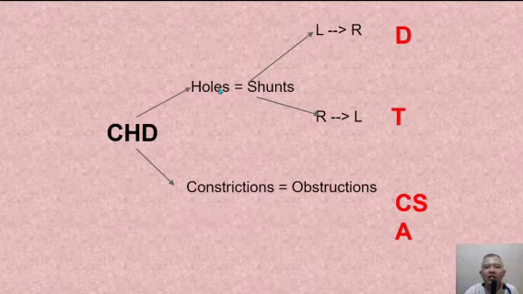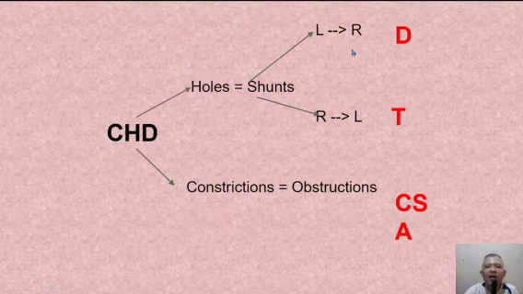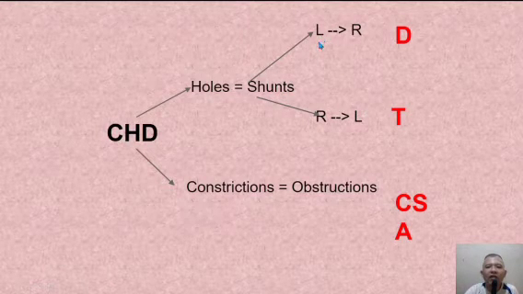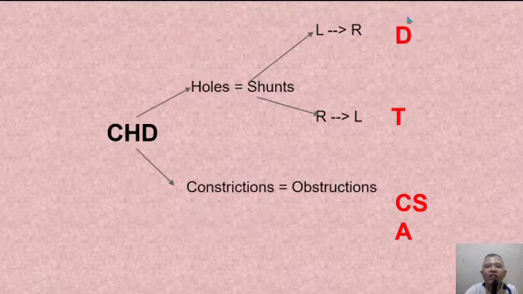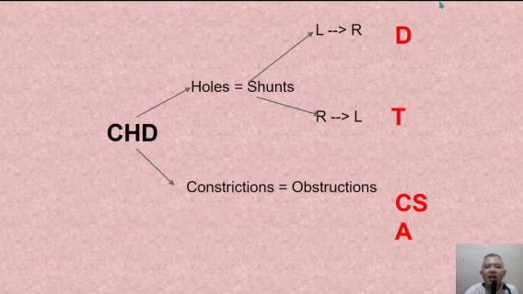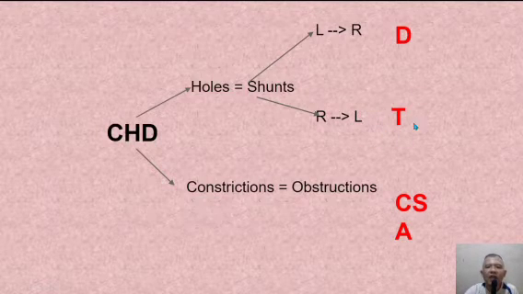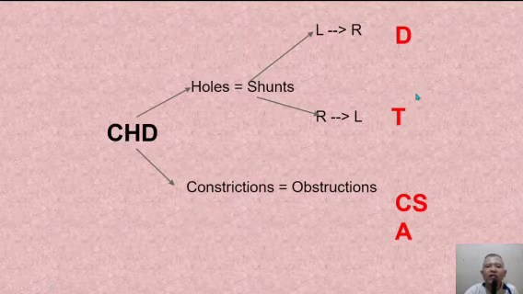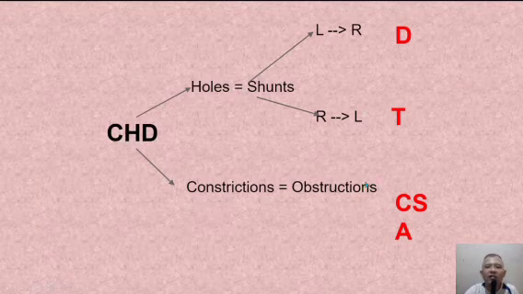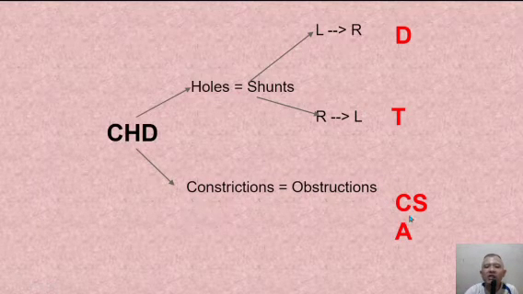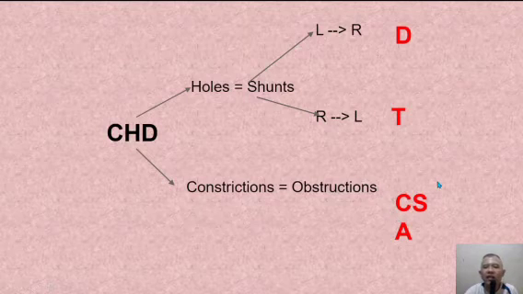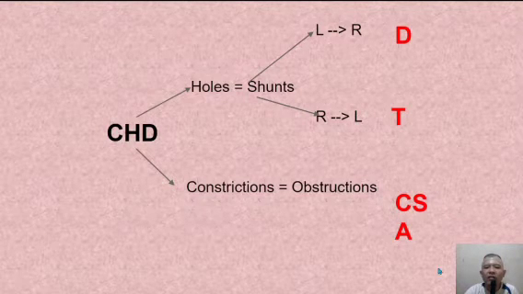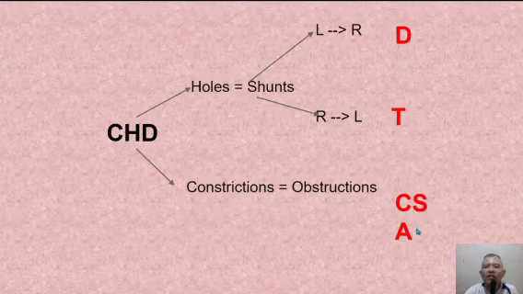Just for your mnemonic: for shunts that travel from left to right, just remember D, and the examples are VSD, ASD, PDA. For right to left shunt, remember letter T: tetralogy of Fallot, TOF, and the transposition of the great arteries. For constriction, remember CSA. C is coarctation, S is stenosis, A is atresia.